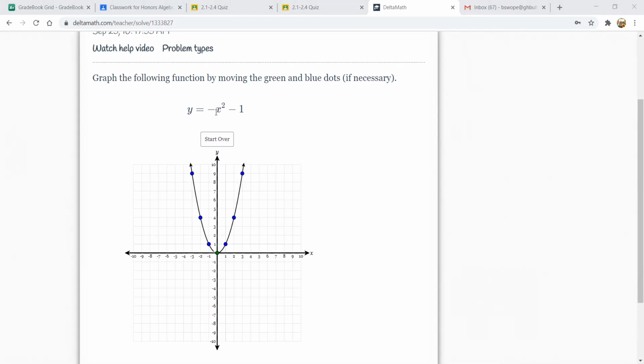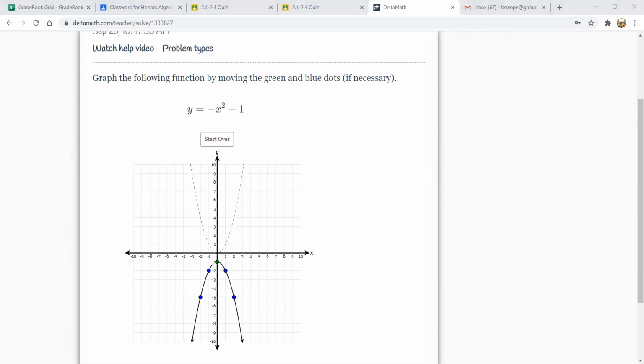Okay. So the first thing you have is this negative. That's a reflection. So you can just pick any of your blue points and reflect it. This point was up 1, so it's going to reflect over the x-axis to -1. And all your other points move with it. It doesn't matter which blue point you pick. And then this -1, since it's not inside parentheses, it's outside your variable, it means you go down 1. So you click the green dot to move your function up or down or left or right. If you pick the green dot and move it down 1, that should be our answer.